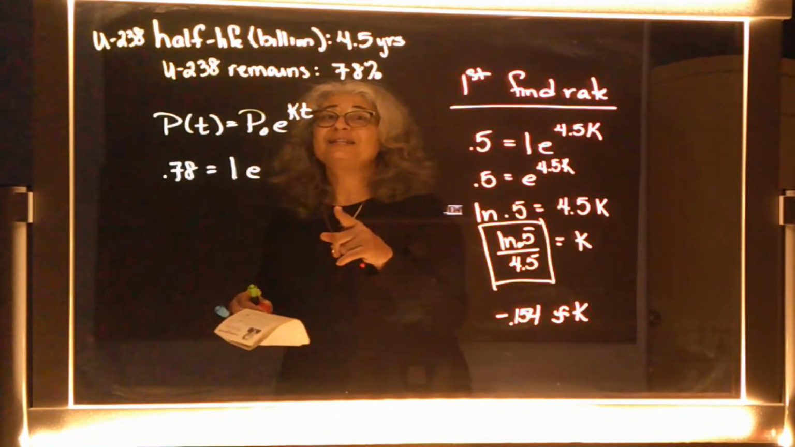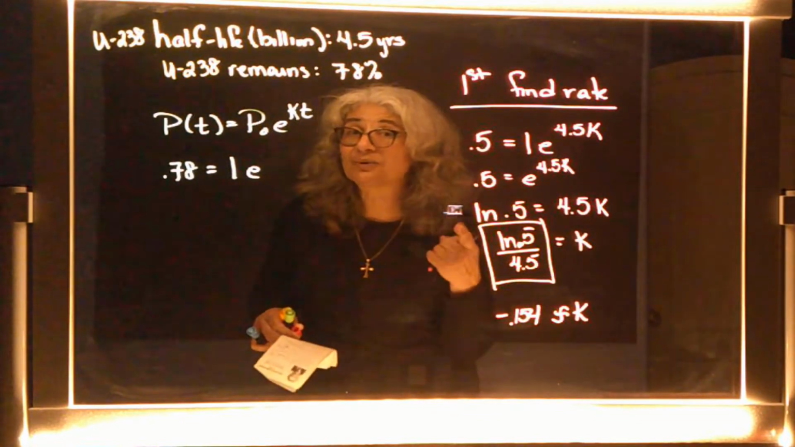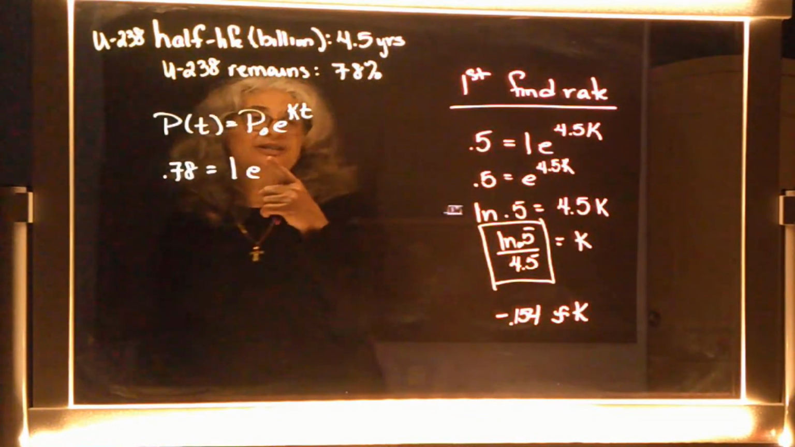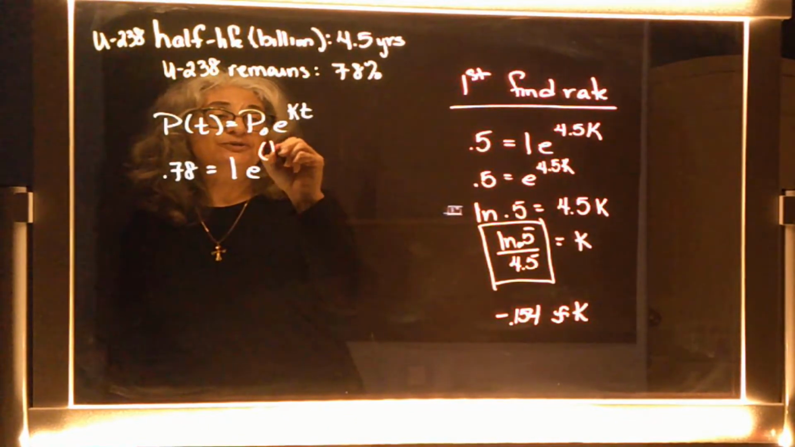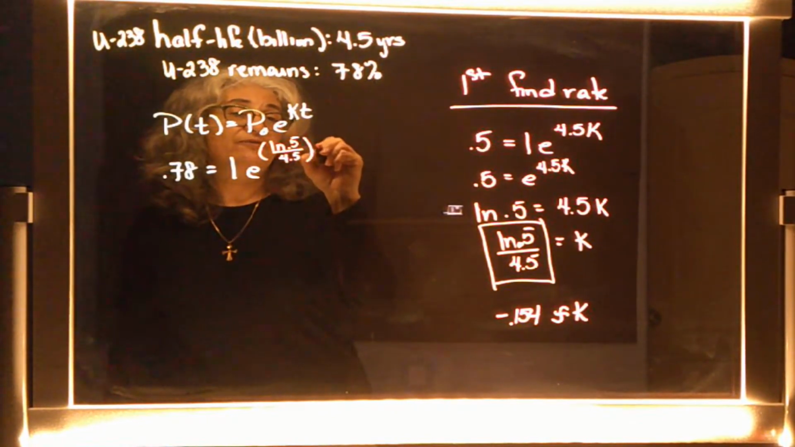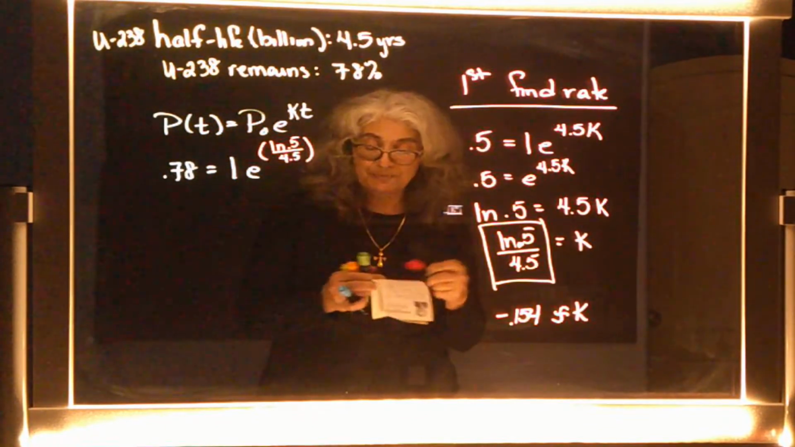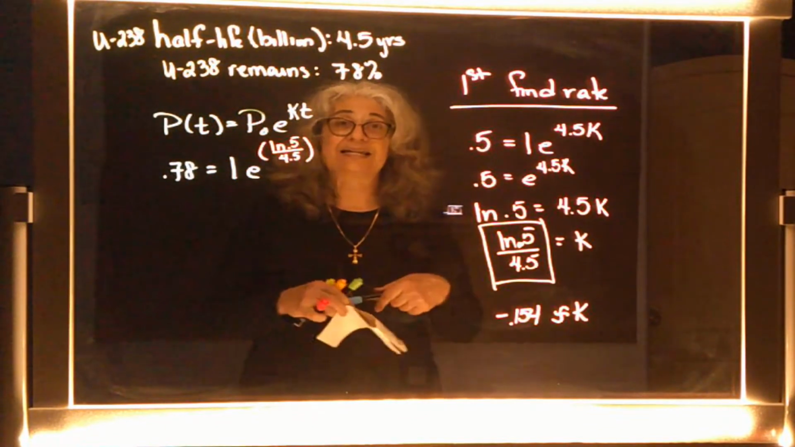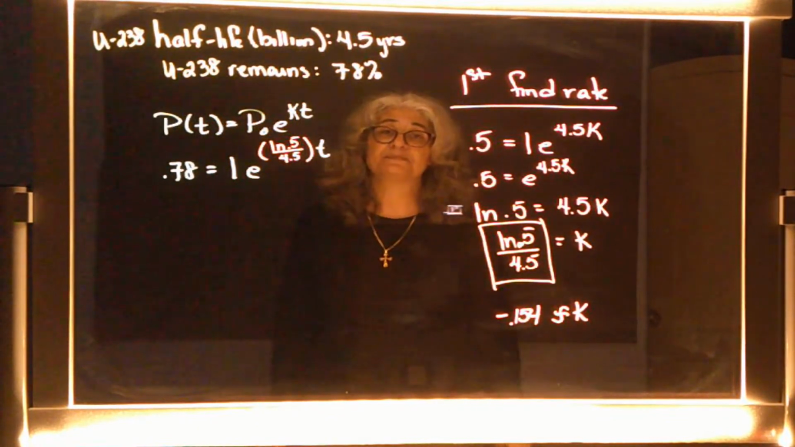Because in actuality, this was asking me how old is the rock. So we're looking for what? Yeah, we're looking for time over here. So that means I am going to substitute in this lovely natural log of 0.5 divided by 4.5, and I'm going to multiply it by t, because I'm looking for time.